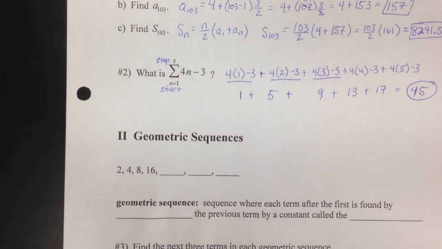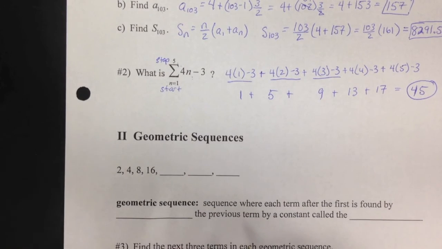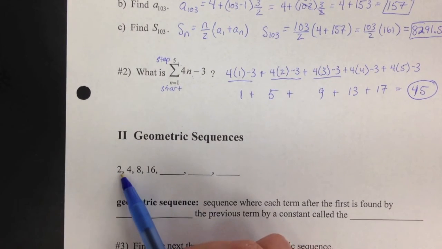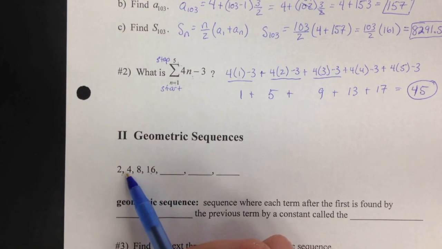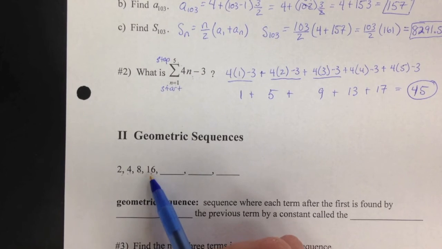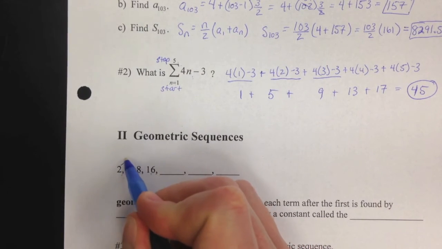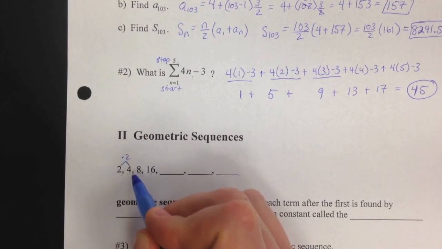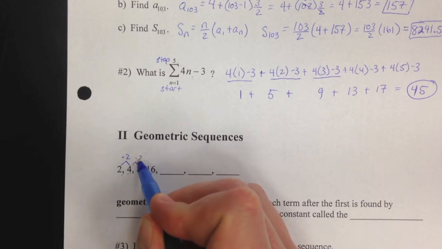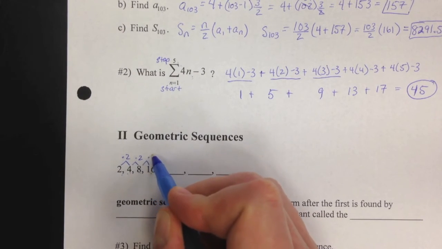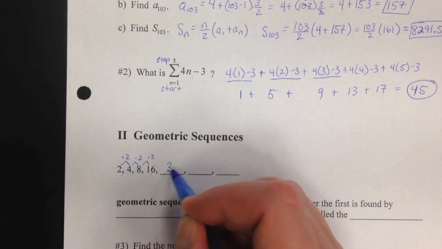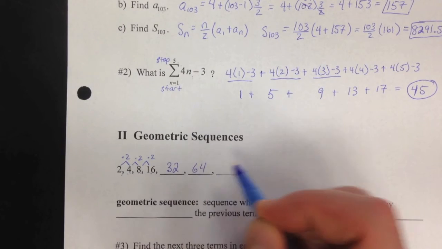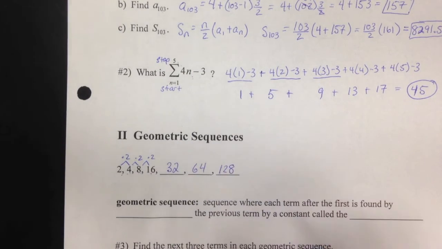In arithmetic, you're going to be adding every time to get the next term. Now, geometric, here's an example for you. 2, 4, 8, 16. Now notice we're not adding the same number every time. Now we're multiplying. We're doubling it. 2 times 2 is 4. 4 times 2 is 8. 8 times 2 is 16. And if we continue with this pattern, 16 times 2 is 32. And then 64. And then 128.